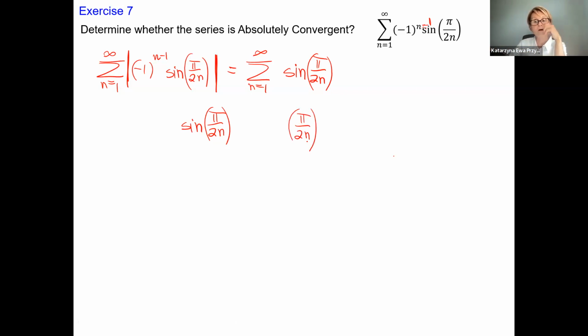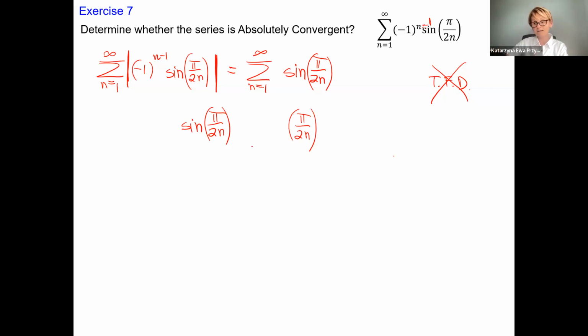Oh no, the limit is 0. The limit is 0, that means test for divergence. Test for divergence is not applicable because the limit is 0. Sine of 0 is 0. If the limit is 0, we know nothing. Okay, test for divergence is not the case. But I will try to compare with that one.